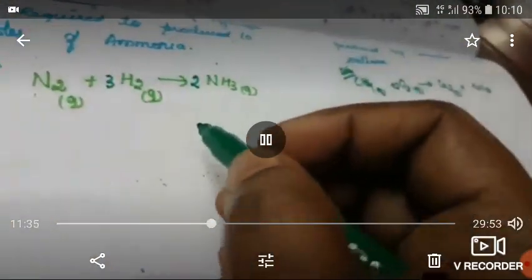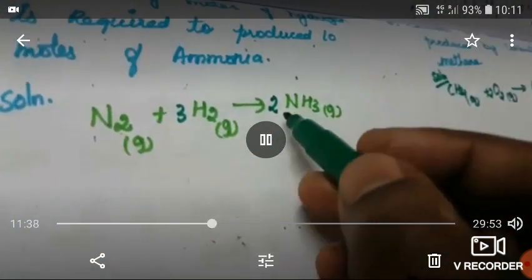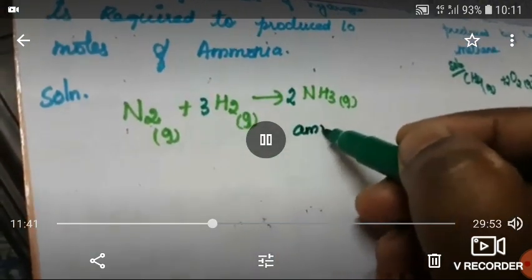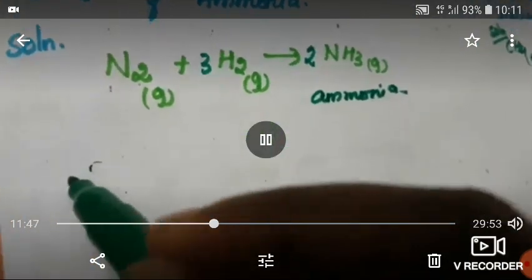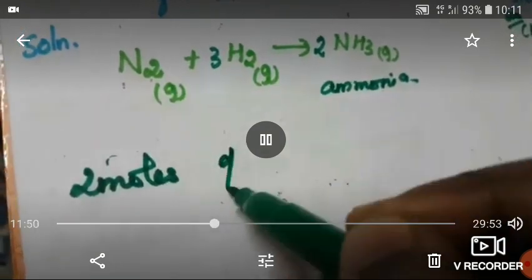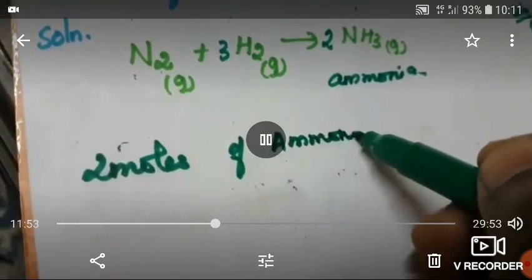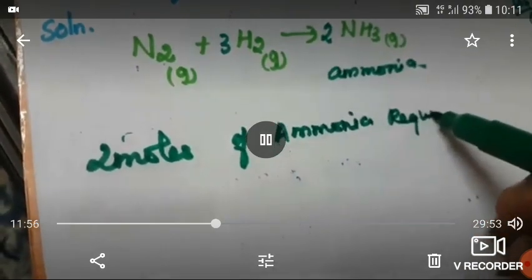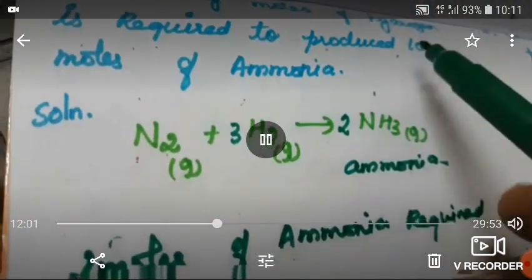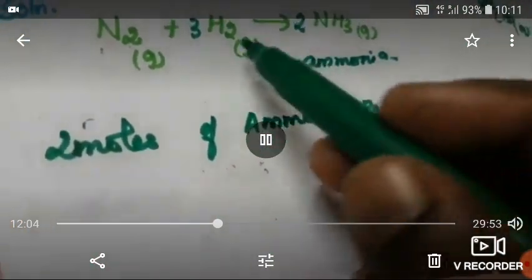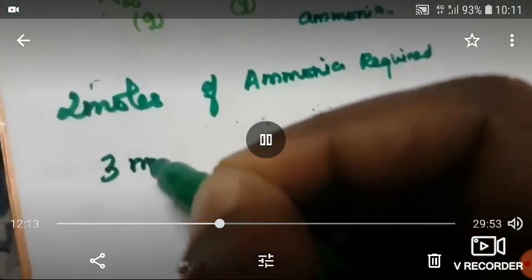So how to write? Here, 2 moles of ammonia require 3 moles of hydrogen. How much amount of hydrogen do we need? The 2 moles of ammonia required 3 moles of hydrogen.